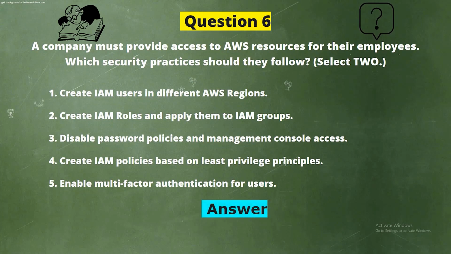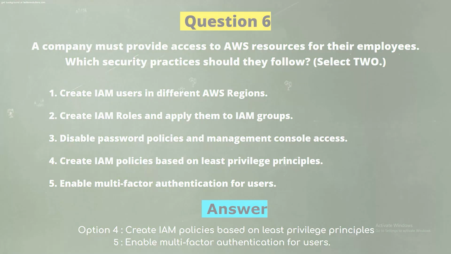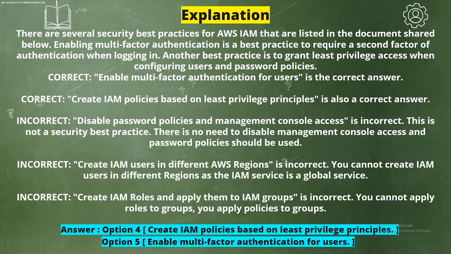And the correct answers are: Option 4, create IAM policies based on least privilege principles, and Option 5, enable multi-factor authentication for users. Explanation. There are several security best practices for AWS IAM that are listed in the document shared below. Enabling multi-factor authentication is a best practice to require a second factor of authentication when logging in. Another best practice is to grant least privilege access when configuring users and password policies.